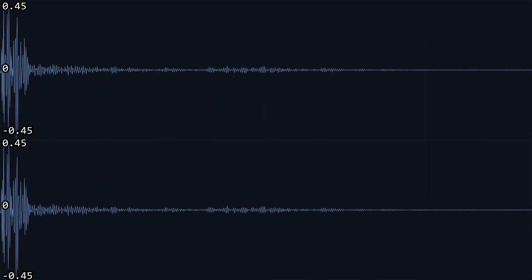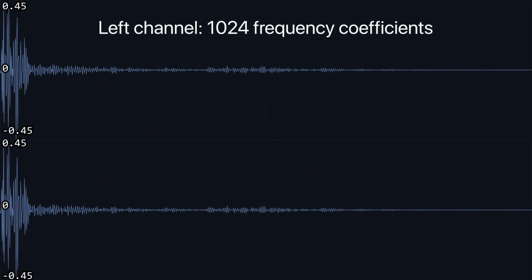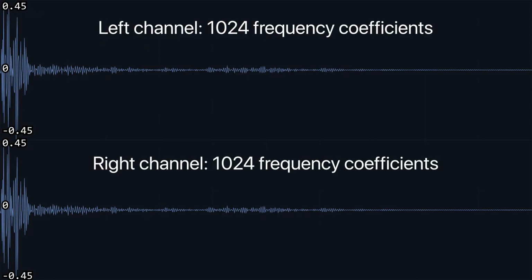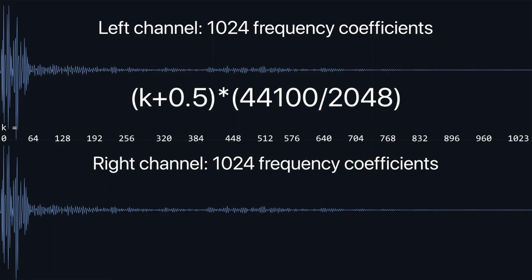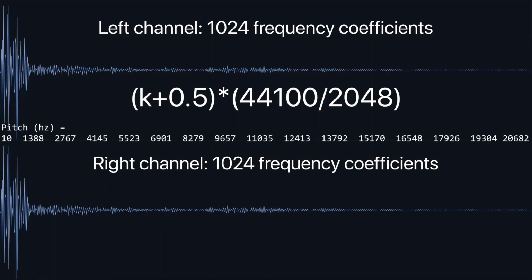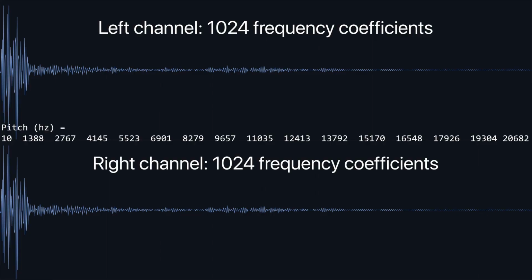Now, after that, we have 1024 frequency coefficients for the left channel and 1024 for the right channel in each frame. To find the pitch corresponding to each frequency coefficient, we take the coefficient index, add 0.5 to it, and then multiply by 44,100 divided by 2048. This gives us the frequency in hertz.